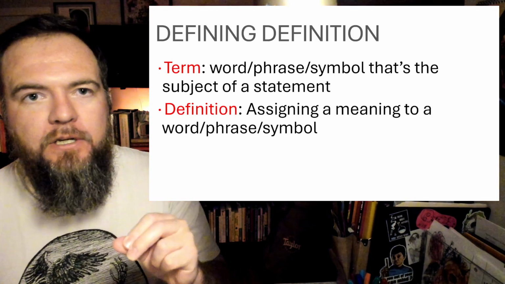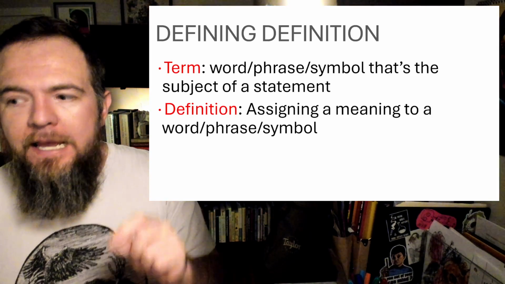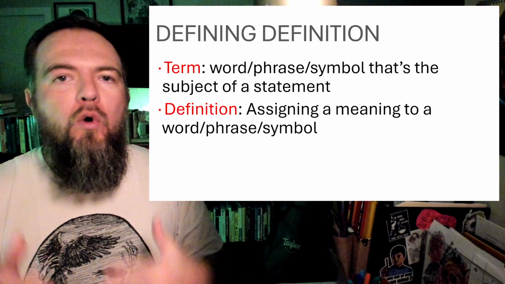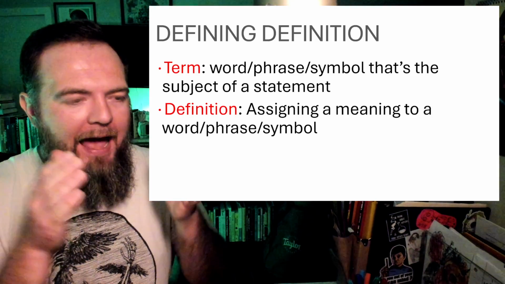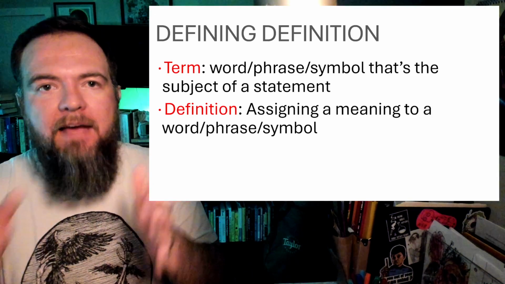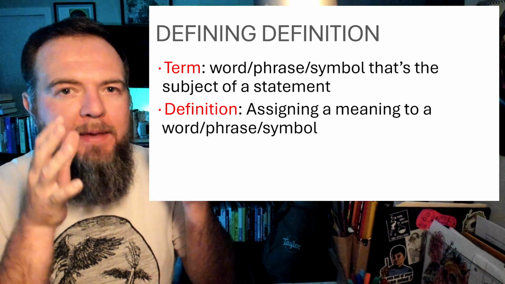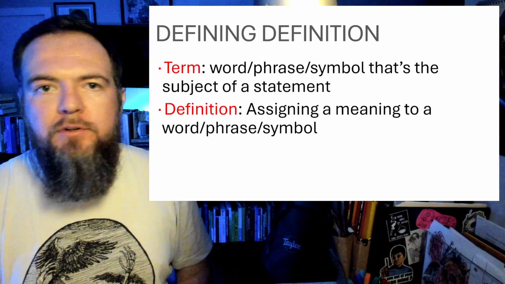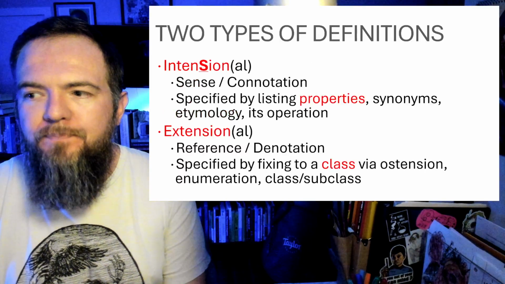And then a definition is just assigning a particular meaning to that word or that phrase or that symbol. So we have a term, and then the definition helps us to understand what we mean whenever we're using that particular term. That's what we're doing whenever we're trying to define words.